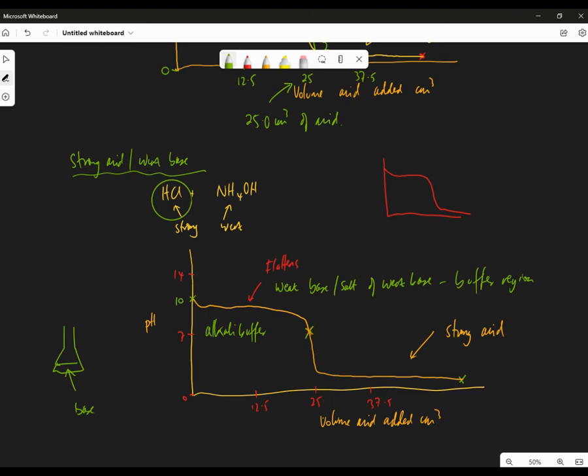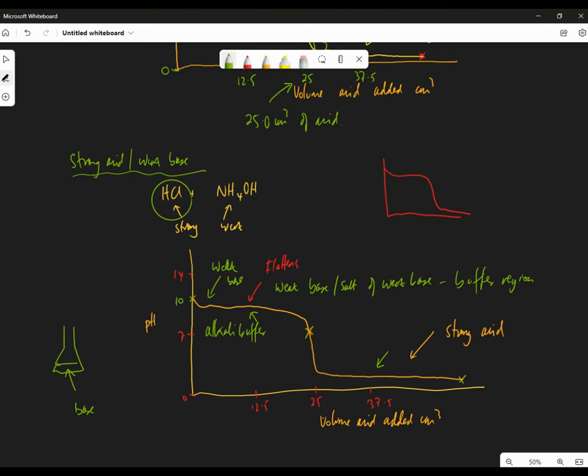So if I saw this graph, I'd know, well, it starts here, so this must be a weak base. Okay, and it ends here, so it must be a strong acid. Okay, so that's what a weak base strong acid graph would look like. And this flattens out quite a bit here because it's a buffer in that region.